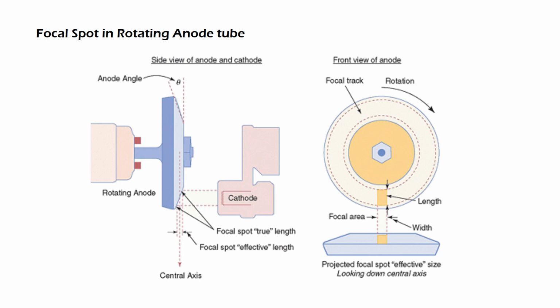The focal spot true length, as projected down the central axis, is foreshortened according to the line focus principle to form the focal spot effective length. The focal spot effective length is dependent on both the focal spot true length and the anode angle, as already discussed. Anode angle and field coverage.